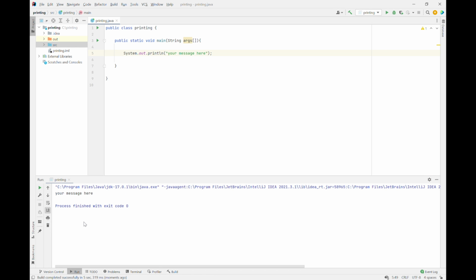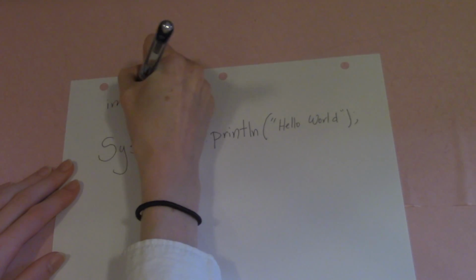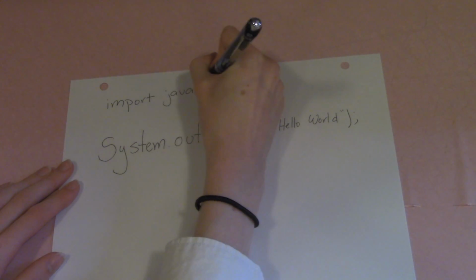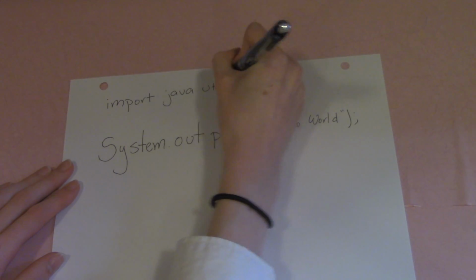What if you want to change your message? There are a couple ways to do that. First, we could just go back into our code and change it here. Rerun the code, and there it is. Another thing we can do is use a scanner. In Java, a scanner is a place where we can type a message and store it later as a variable that we can use later in our code.